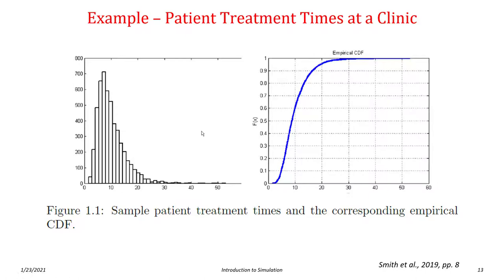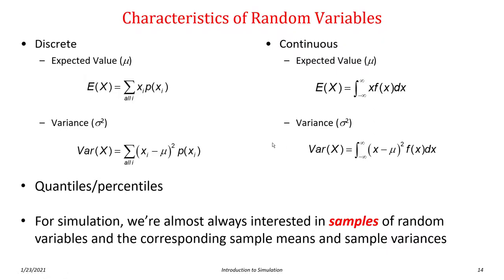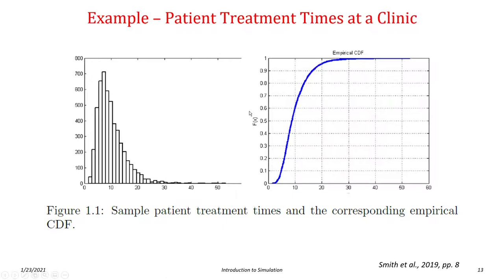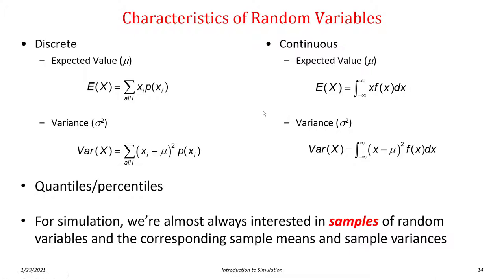Now, in general, we're interested in characteristics of those random variables. So the reason that I want to determine what the random variables are, either from an input side or an output side, is so that I can use those characteristics. Some of the characteristics that we deal with are the expected value, and I've shown here the representation for both discrete and continuous. We're also interested in variance, and we're interested in quantiles, percentiles, and we will talk about all of these things throughout the course.